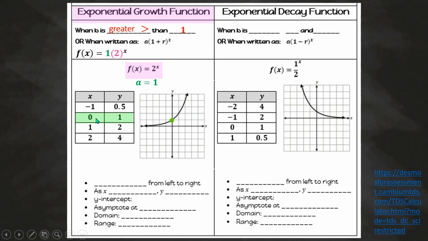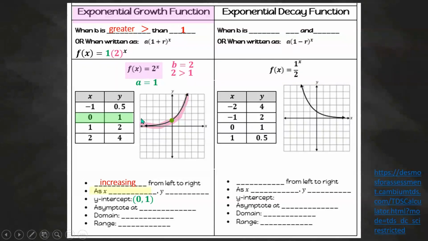So that is this point on the graph, and I can list it here under my key features as my y-intercept being 0, 1. So my b, my ratio for this exponential function, is equal to 2. Okay, I can see that here or here. 2 is greater than 1, so that is why I am showing exponential growth. And you can see here in a graph, if I'm reading this from left to right, it is increasing.